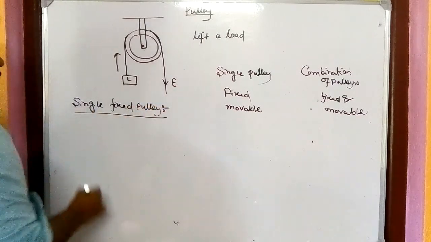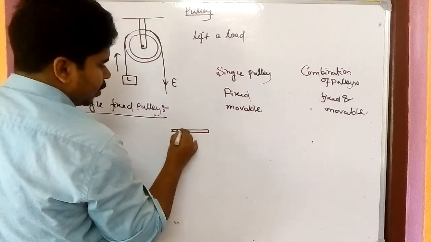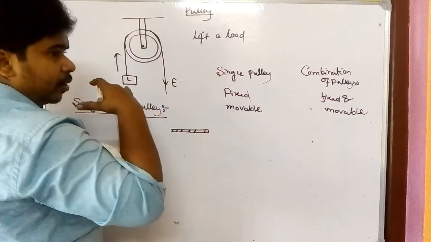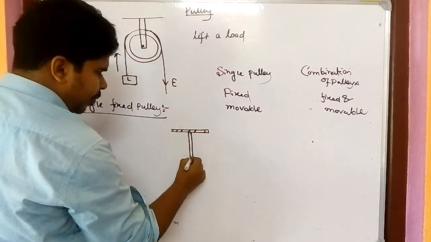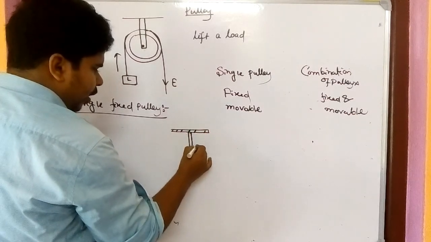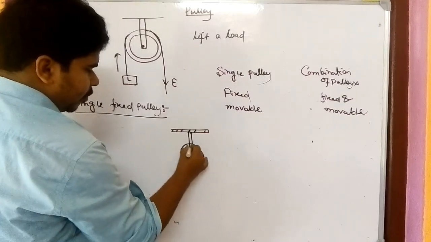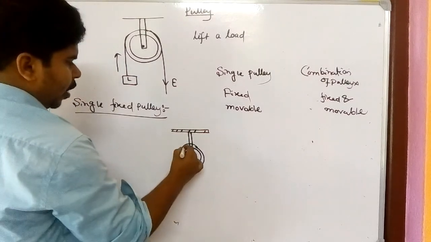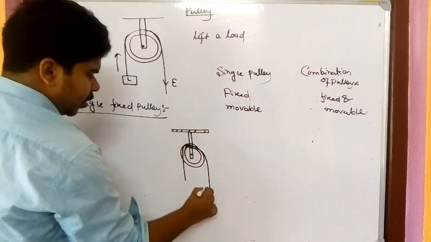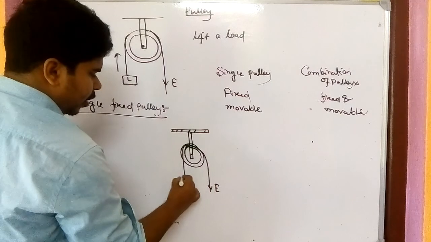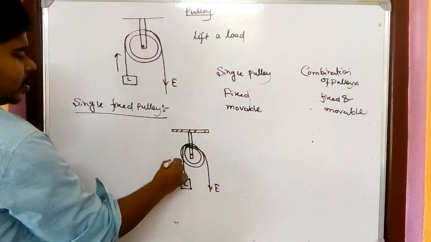How does it work? I have already shown you the diagram. Single fixed means it should be fixed on a solid ceiling or a rod by a frame where there is an axle, and this is the pulley. There is a string. Remember, whenever we draw it, the string should be straight. That you have to remember. This is a load. The effort is acting here and the load is lifting upward.